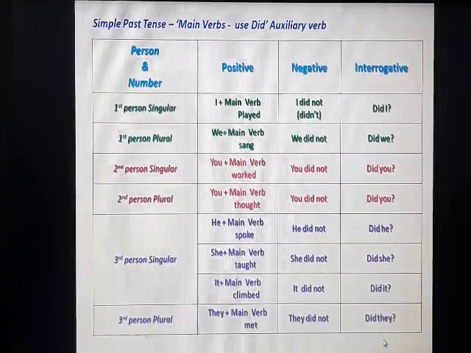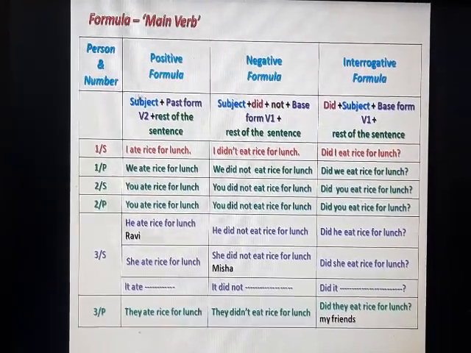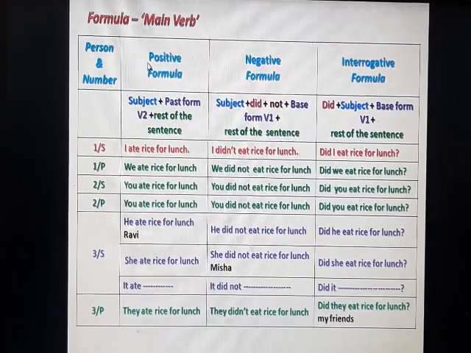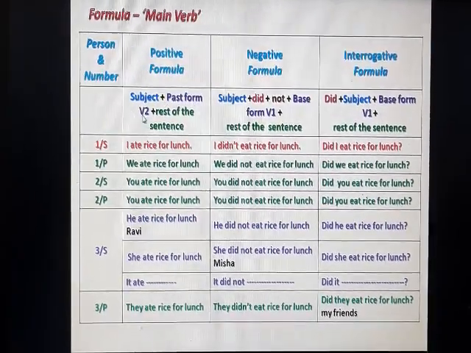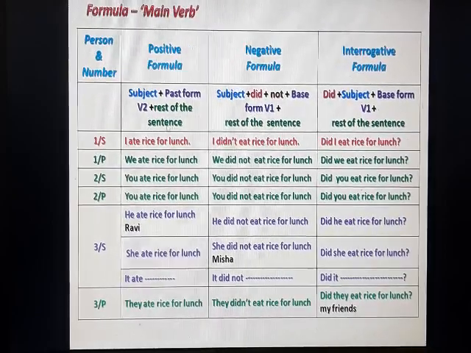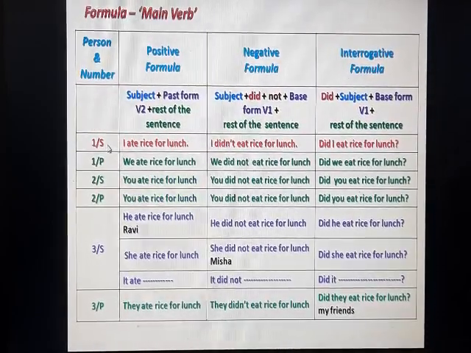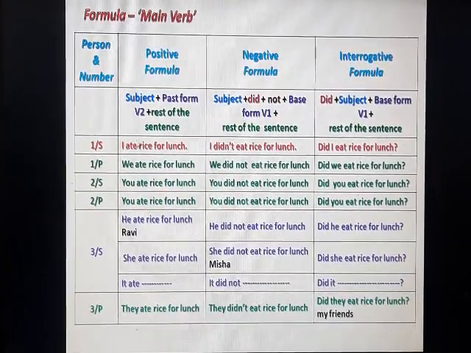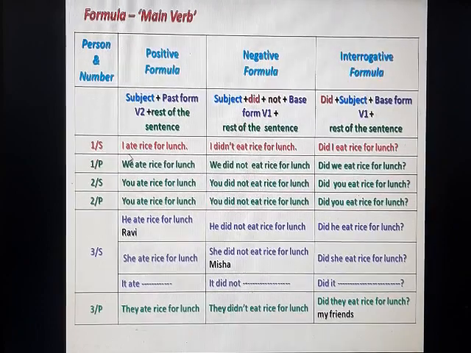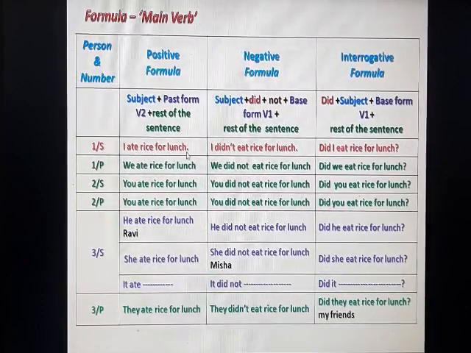Now let's go to the main verbs to be used in the sentences. So the positive formula is subject plus past form V2 verb plus the rest of the sentence. So the example, in the first person singular, subject is I, past tense of eat is ate. Then the rest of the sentence. So I ate rice for lunch.